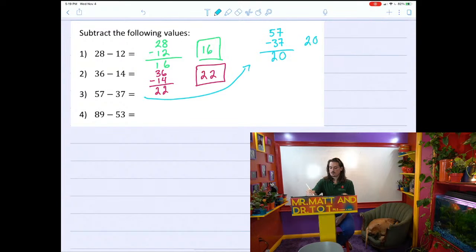And number 4, we have 89 minus 53. 9 minus 3 is 6. 8 minus 5 is 3. So our answer here is 36. If you have any questions, then please let me know.